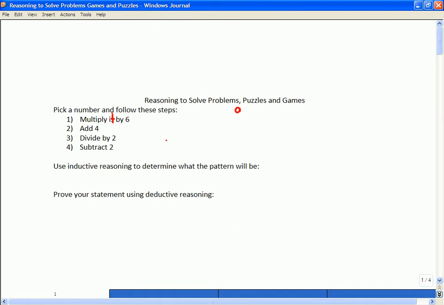9. Okay, so 9, if I multiply by 6, becomes 54. If I add 4, it becomes 58. Divide by 2 is 29. And subtract 2 is 27. So yeah, so far okay. Let's try with one more.